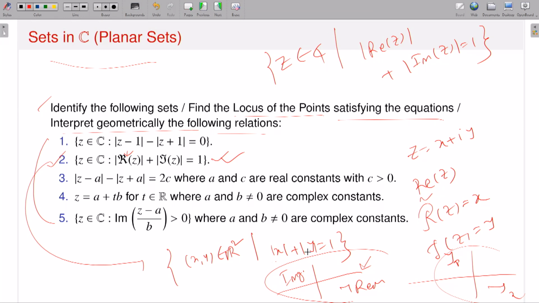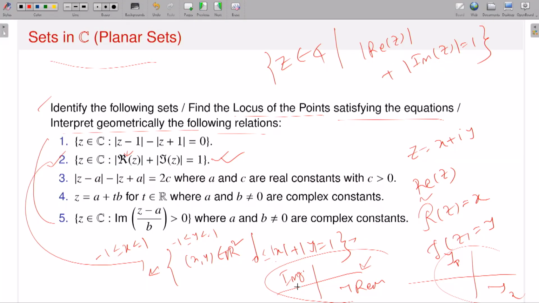That you can easily calculate. The set is mod x plus mod y is 1. So what does that mean? x varies from where to where? From this set you can easily identify that x will vary from minus 1 less than or equal to x less than or equal to 1, and y also will vary from minus 1 less than or equal to y less than or equal to 1. So the collection of all those points (x, y) in R2 such that mod x plus mod y is exactly equal to 1, where these are positive quantities. So x runs from minus 1 to 1, and y runs from minus 1 to 1.